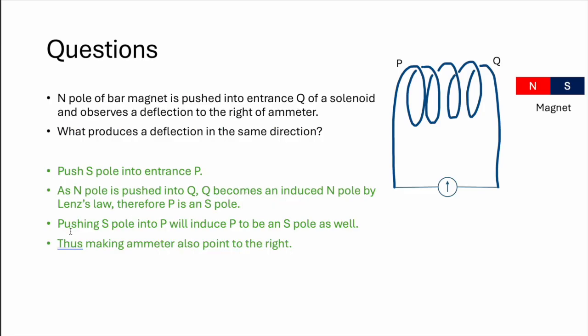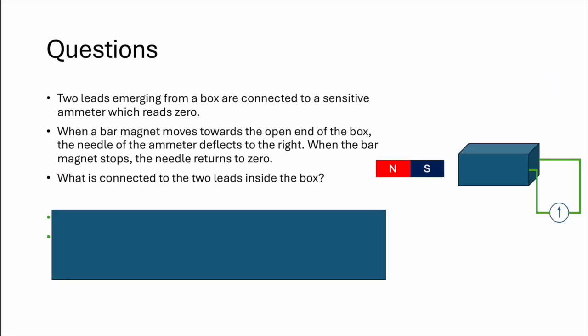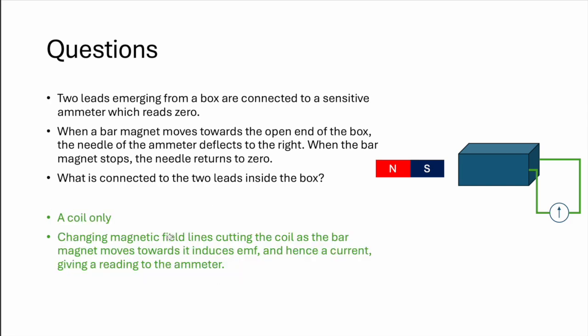Two leads emerging from a box are connected to a sensitive emitter. When a bar magnet moves toward the open end of the box, the emitter deflects right. Bar magnet stops, needle returns to 0. What is connected to the two leads inside the box? This is pretty simple. It should just be a coil. Therefore, the circuit is able to receive the induced current.